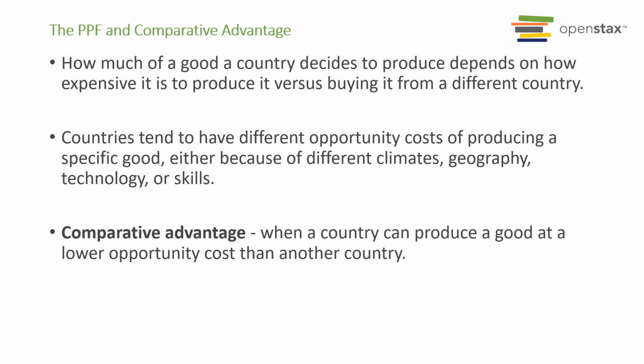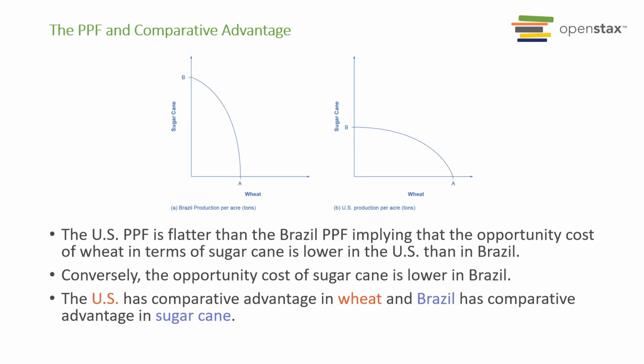And trade is based on something called comparative advantage. So when a country can produce a good at a lower opportunity cost, that is called a comparative advantage. So to find the comparative advantage, we need to compare what the opportunity cost is. Now you can do this two ways. You can look at the slope of the PPF, which will show you the opportunity cost.